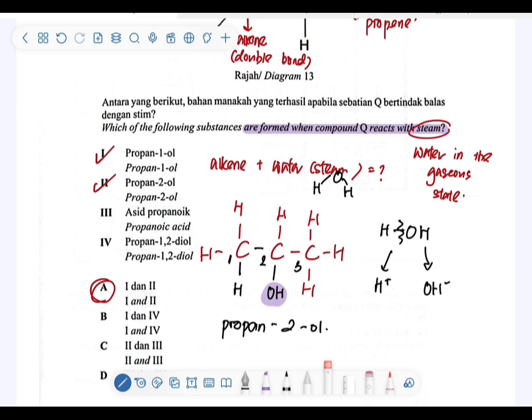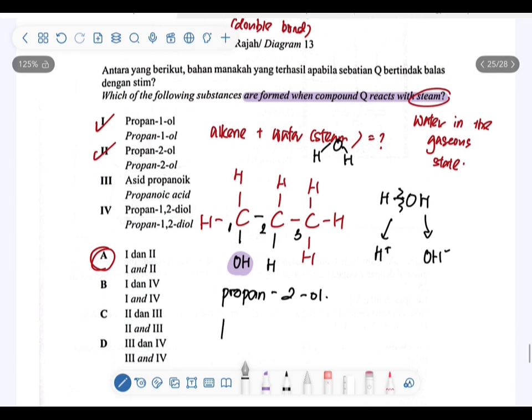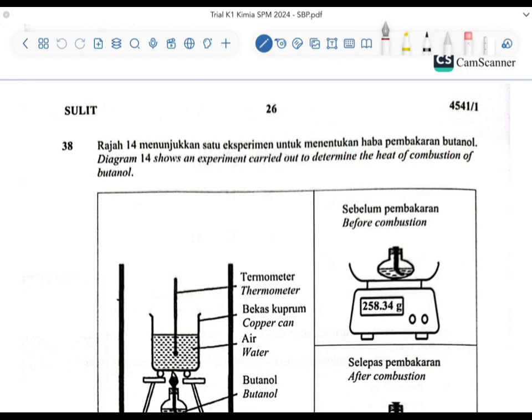Since the hydrogen and hydroxide ion can also switch position, the hydroxide ion can be located at carbon number 1, and it will become propan-1-ol. So let's continue with the discussion for this question.